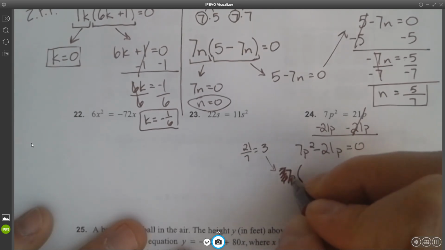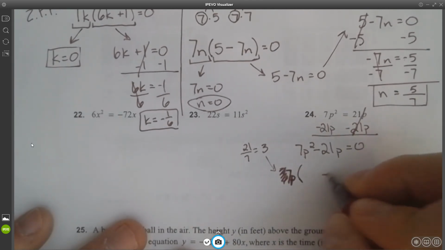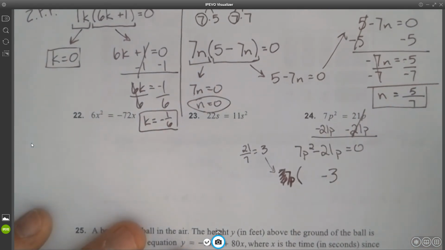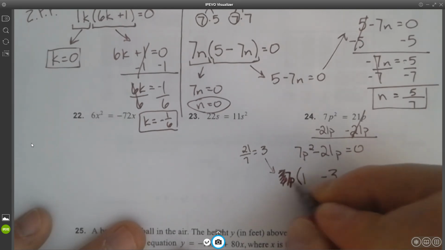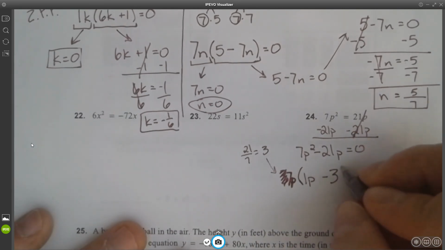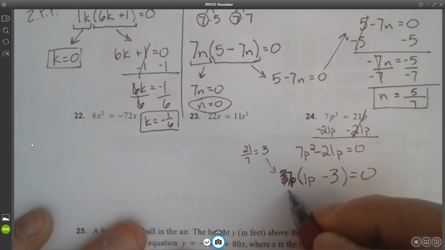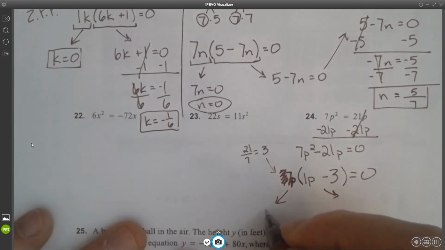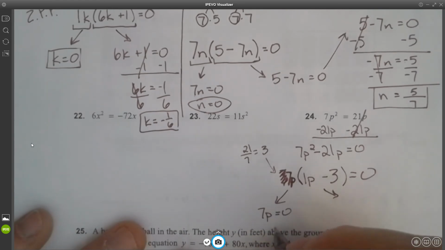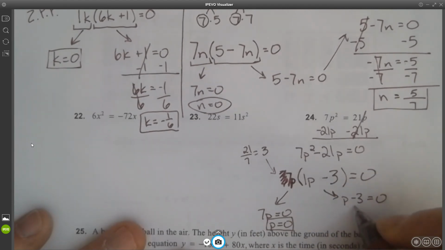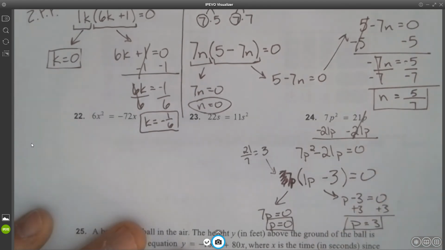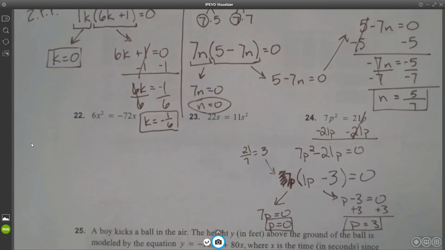7 is my greatest common factor, and I have 3 left from 21 when I divide that out. 7 divided by 7 is 1. I have a 1p left, no p's left in the second term, and again, split my two factors up. 7p equals 0, which means that p equals 0. And here, p minus 3 equals 0, so add the 3, and p equals 3. There's my two solutions. All right, thanks.